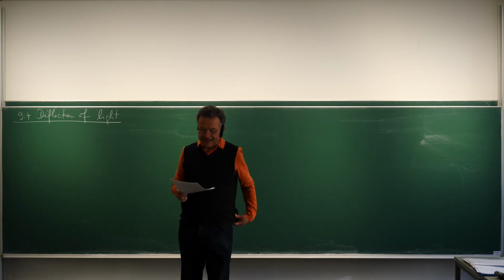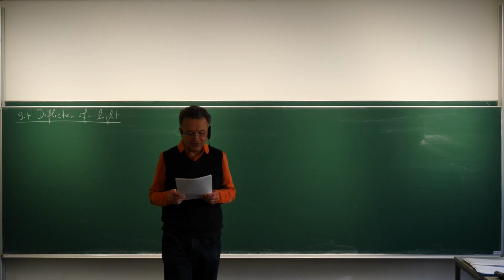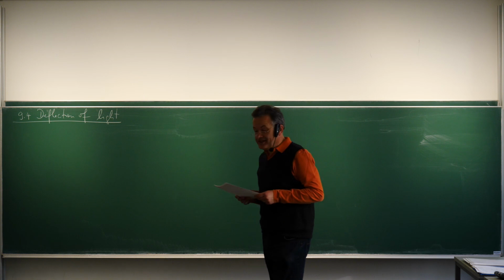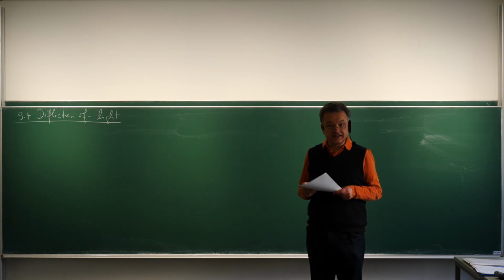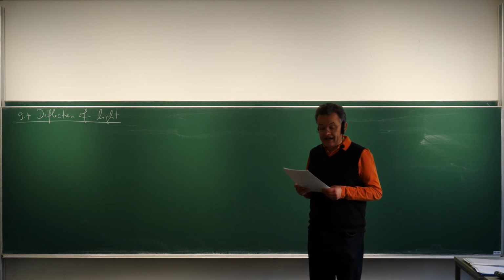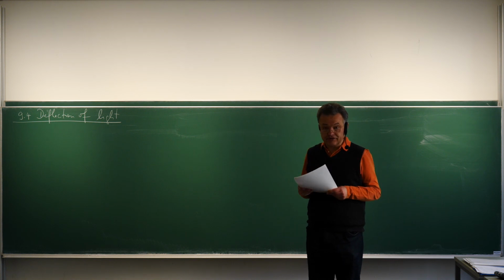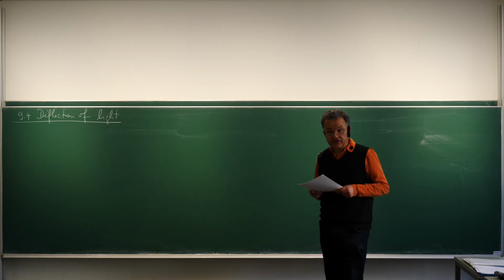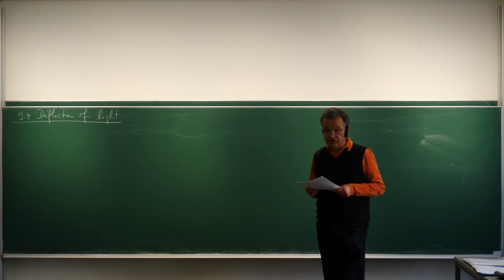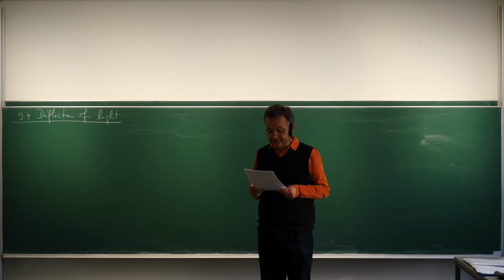Hello and welcome again to the lecture course on Relativity and Cosmology Part 2. We are dealing with Chapter 9, the classic tests of relativity. And last time I derived for you the important perihelion motion of the planets, in particular Mercury.